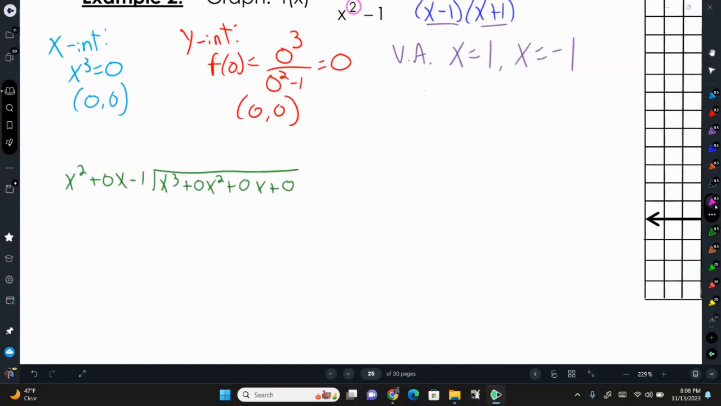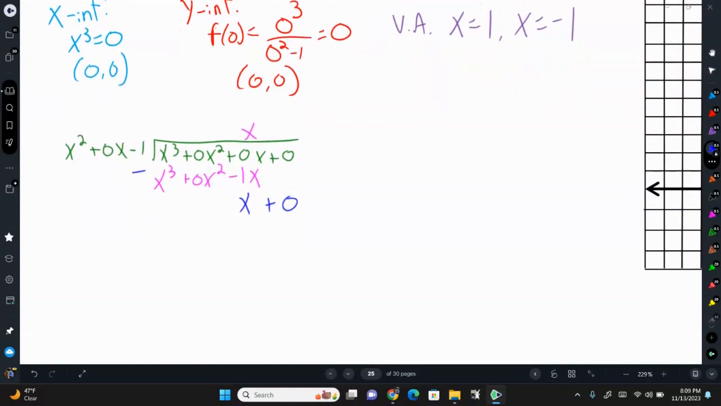So how many times does x squared go into x to the third? That is going to be x times. Then x times x squared is x to the third. x times 0x is 0x squared. x times negative 1 is negative 1x. We'll subtract, and we're left with 0 minus negative 1x, which is just x plus 0. And we can't divide x squared into x, so we are done. This x plus 0 is our remainder, and our slant asymptote is x.